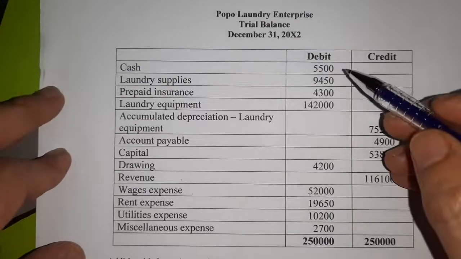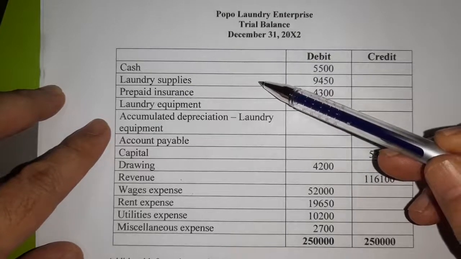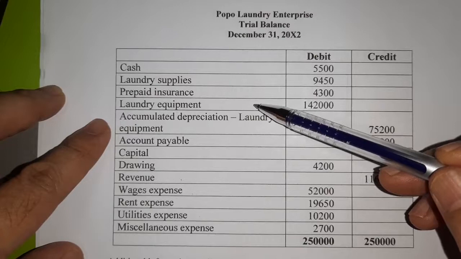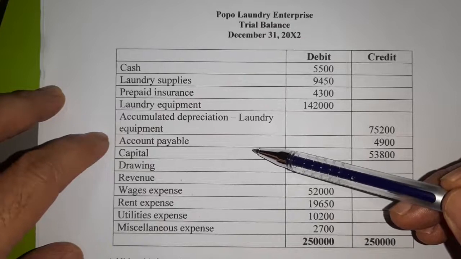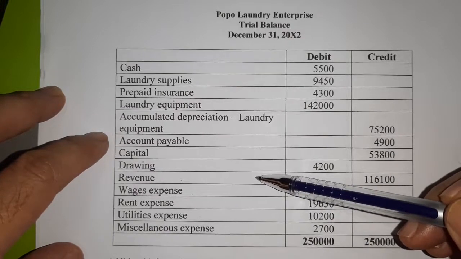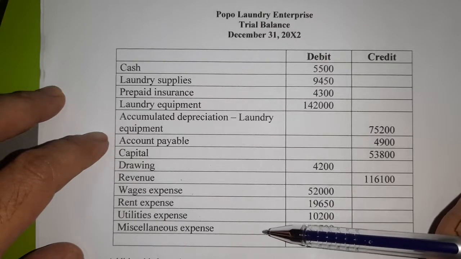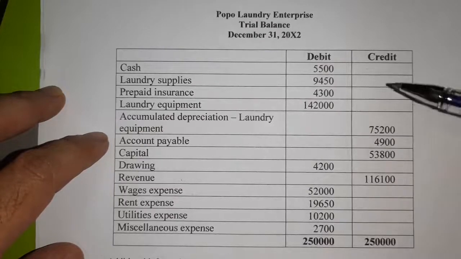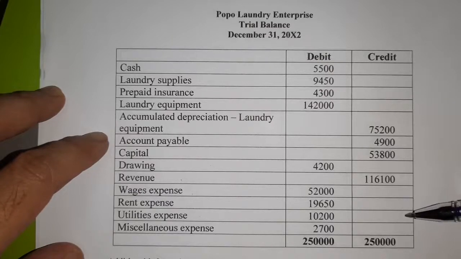In this trial balance there are many accounts: cash, laundry supplies, prepaid insurance, laundry equipment, accumulated depreciation for the laundry equipment, account payable, capital, drawing, revenue, wages expense, rent expense, utilities expense, and miscellaneous expense. There are debit balances and also credit balances. So the total in the debit equals the total in the credit side, which is 250,000.